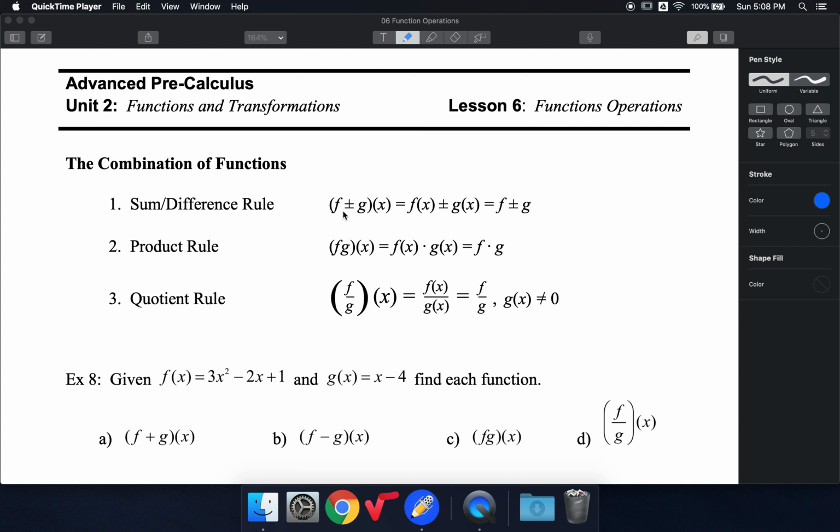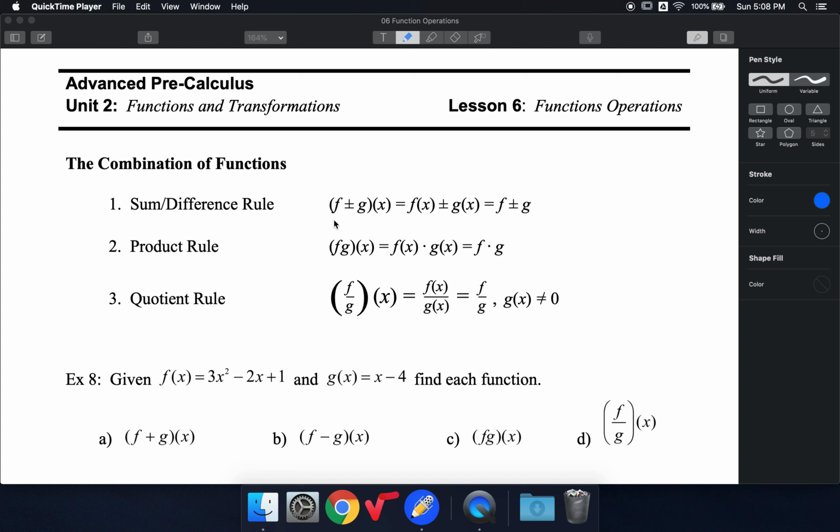We might see, for a sum or a difference, f plus or minus g in one set of parentheses. And over here, we're just saying of x. This is not times x, it's just saying f of x plus g of x. It's probably clearest to see here, but you might also just see f plus g, and we still know that that's in terms of x.